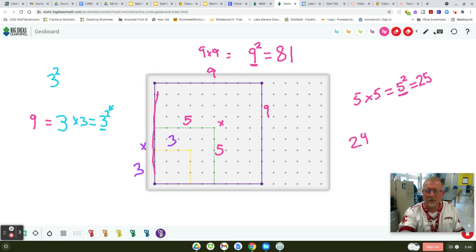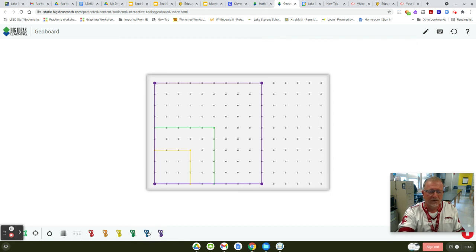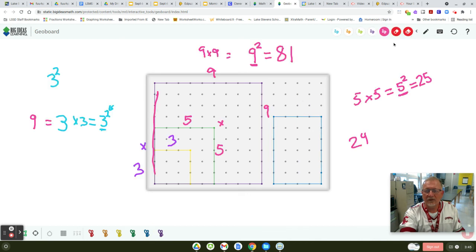Let's try 6 and 4. I know that works. So we can go 1, 2, 3, 4, and then we can go up 1, 2, 3, 4, 5, 6, and match that. Now, this is 24. It's 6 times 4, but is that a square? It's not. So 24 is not a perfect square.